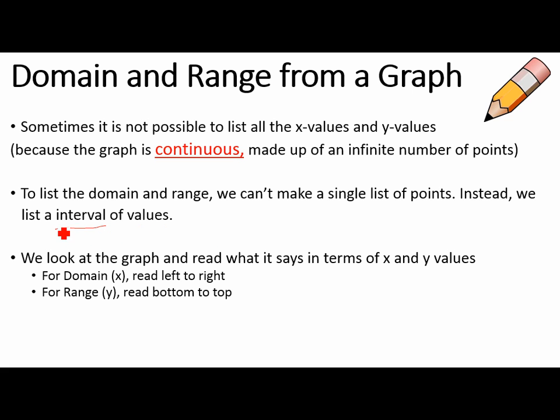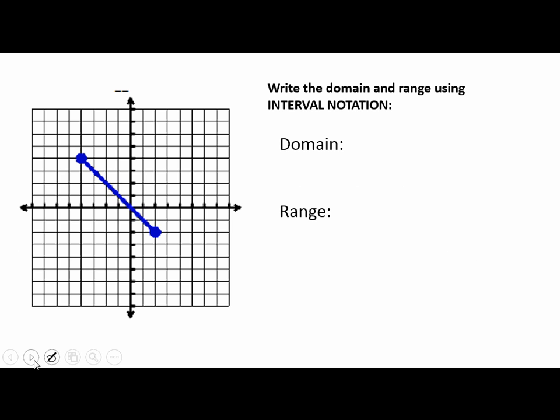So an interval means that we're not going to just make a list of numbers, but we're going to describe where the numbers occur. So we look at a graph and we're going to read what it says in terms of the x and y values. For domain, we're going to read left to right because that's where the x-axis goes, left to right. And for range, we're going to read bottom to top because the y-axis goes up and down. So we're going to read domain and range from a graph, and next time I see you, you're going to see a little activity to help us do this. But I just want to make sure that we get the notation down first so that that is not the stumbling block, okay? So domain and range.